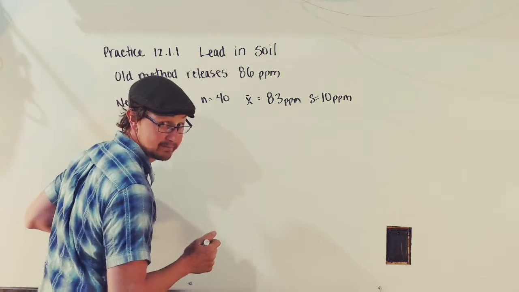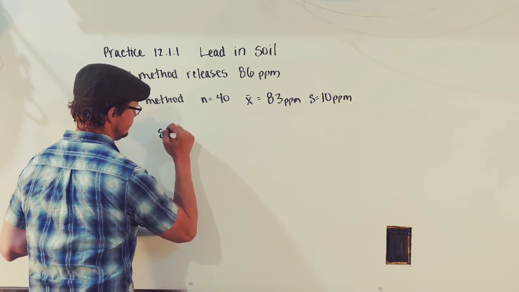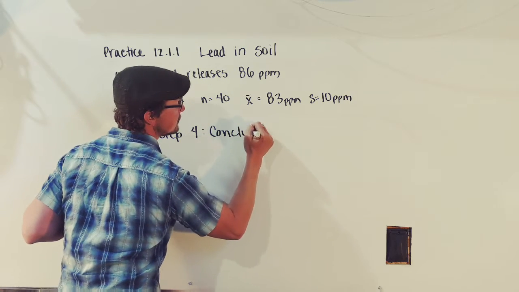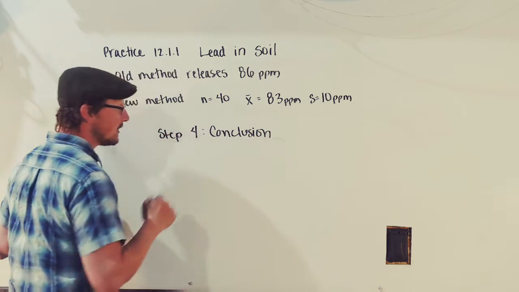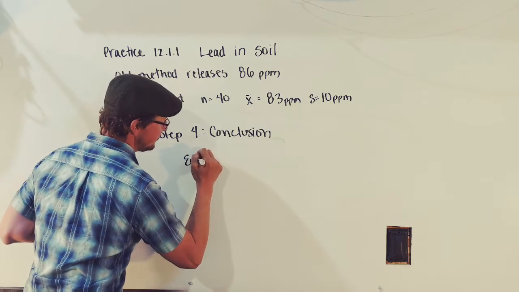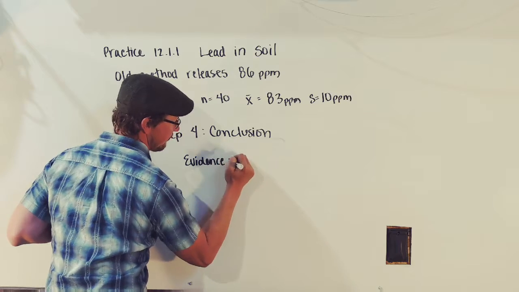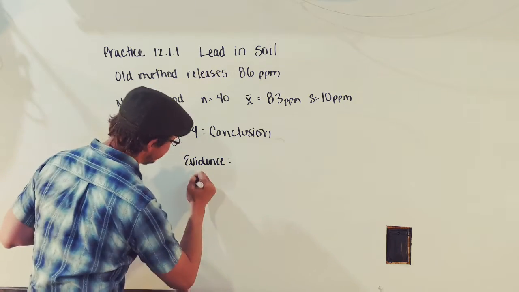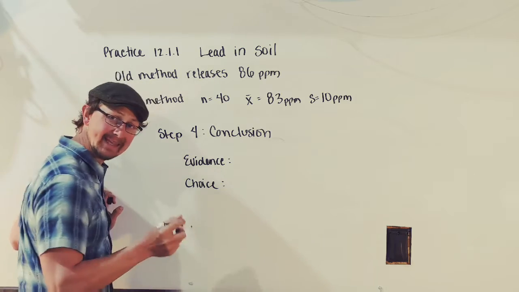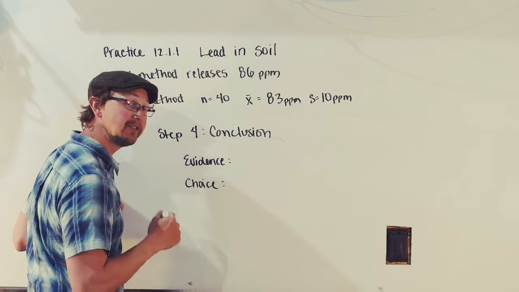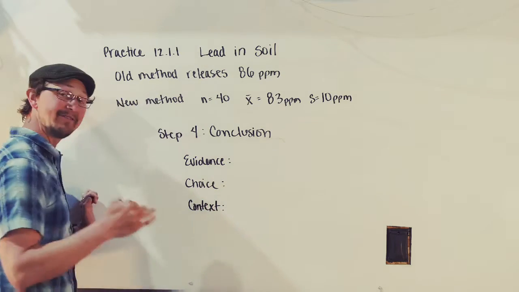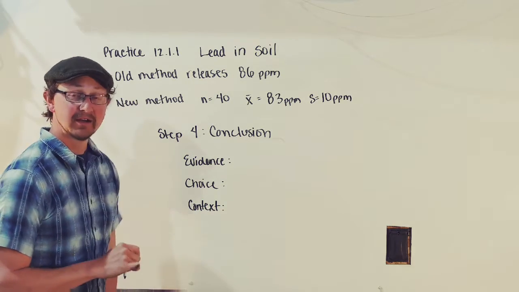All right, step 4, conclusions. Now, we need 3 things in our conclusion step. We need evidence, which is going to lead us to making a choice about our null hypothesis, and then we're going to frame that choice in the context of the problem. So evidence, choice, and context is where we want to live.